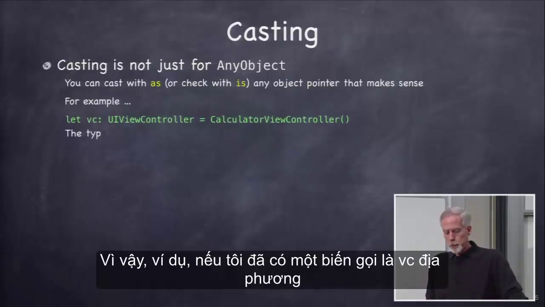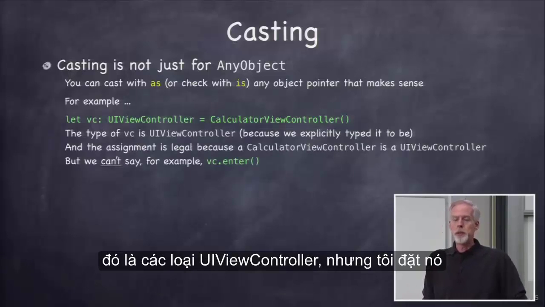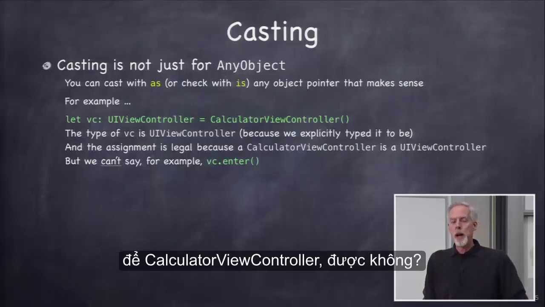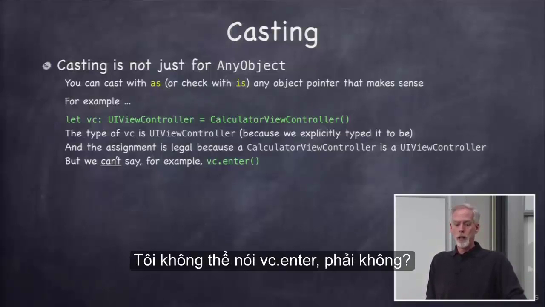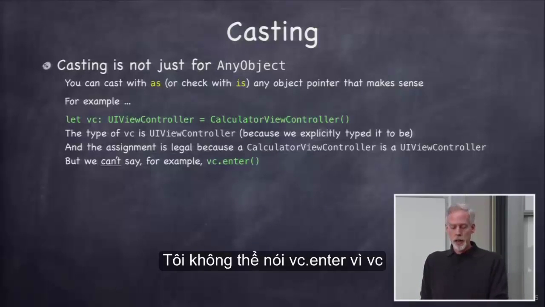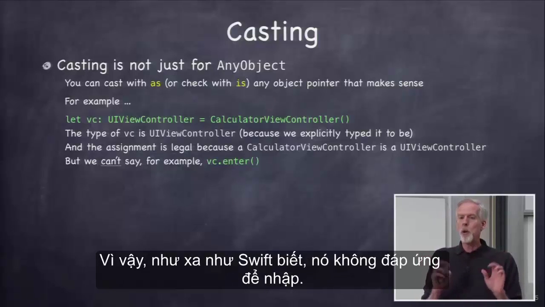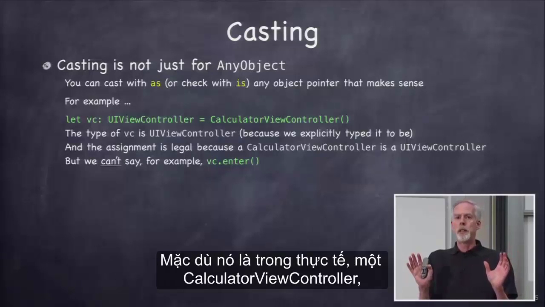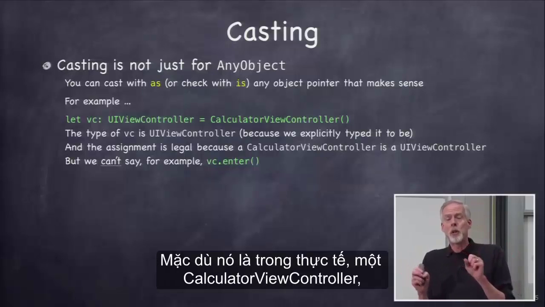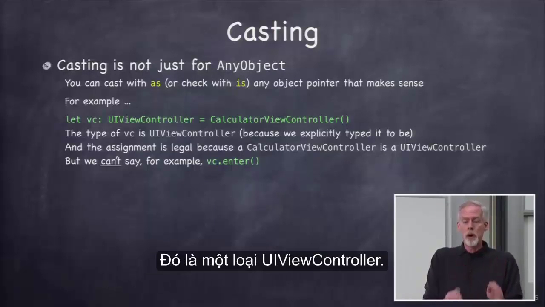So, for example, if I had a local variable called vc, which was of type UIViewController, but I set it to CalculatorViewController, okay? I couldn't say vc.enter, right? Enter is a method in our CalculatorViewController. I couldn't say vc.enter because vc is a UIViewController. So as far as Swift knows, it doesn't respond to enter. Even though it is in fact a CalculatorViewController, from Swift's point of view, that local variable is not. It's of type UIViewController.